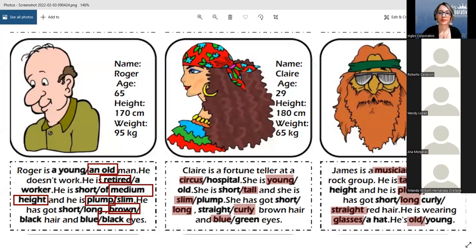What is the difference between curly and straight? Straight, this is straight. And curly is like my hair yesterday. Straight is liso, smooth hair, and curly is colocho. You're welcome. Okay, any other questions? More questions, guys?